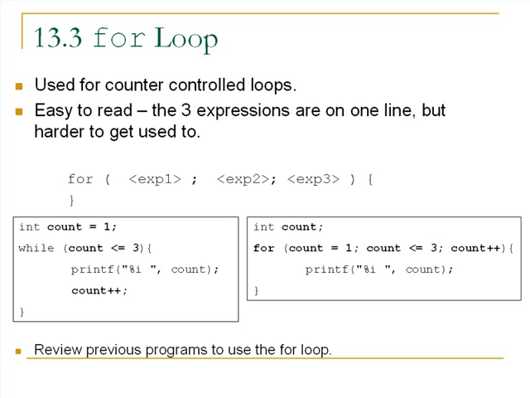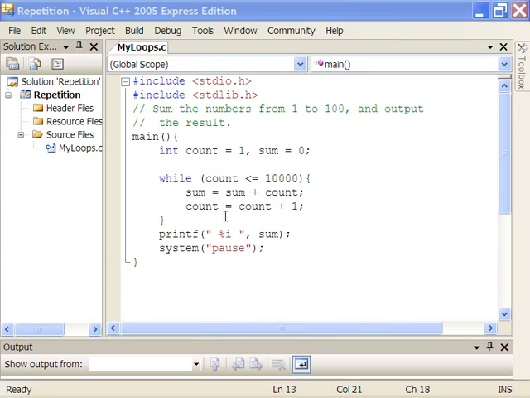We'll go into the development environment and look at some examples of where we could have used the for loop, and maybe write some simple examples and step through them in the debugger to make sure that everyone has a good understanding of how the for loop's 3 expressions work.